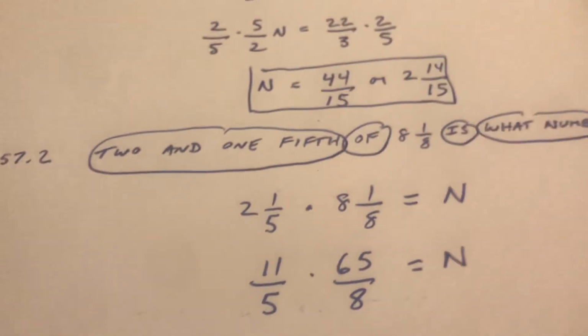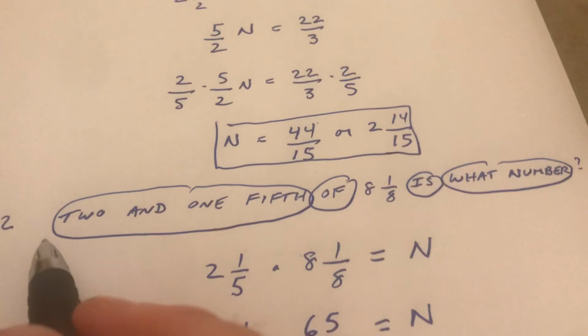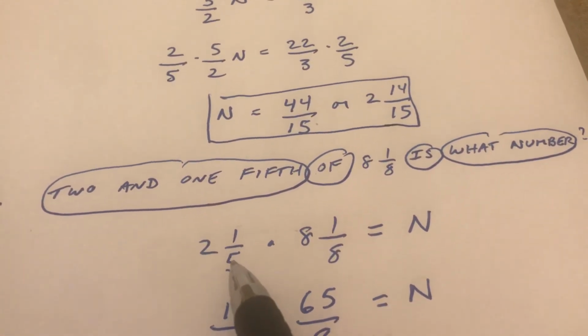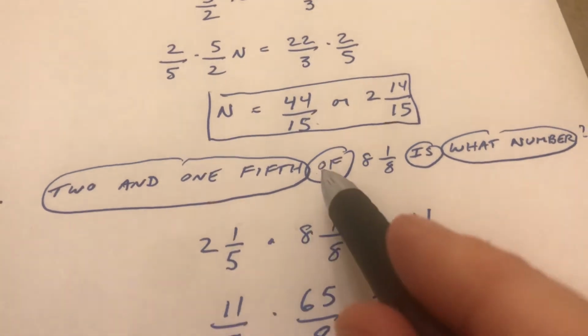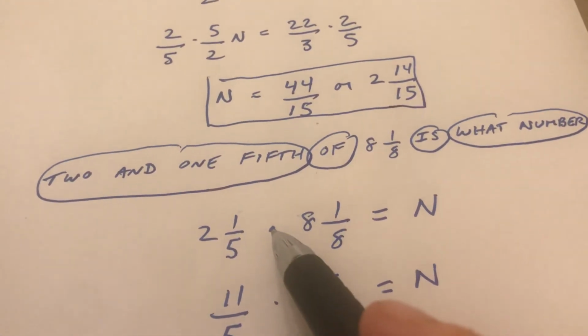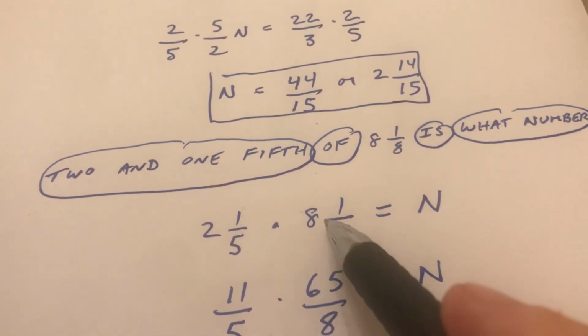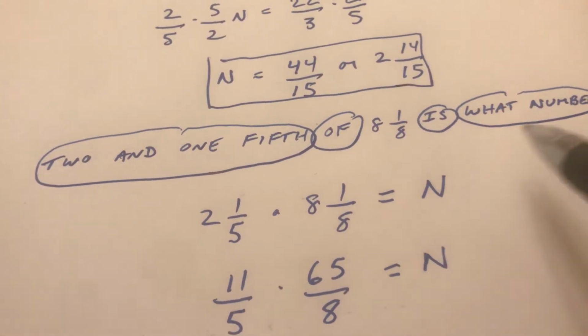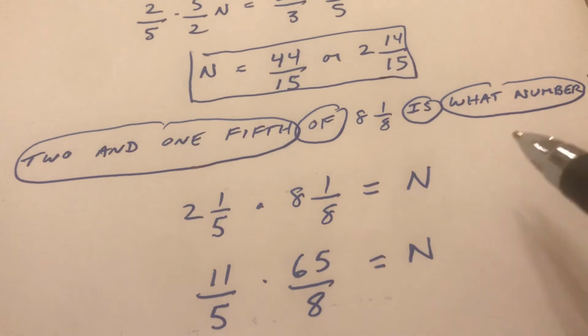The next one, once again, we start on the left and translate. 2 1/5 is right here. 2 1/5. That's a mixed number. Of means times. 8 1/8, we don't have to translate. We just write it. Is means equals, and what number is n?